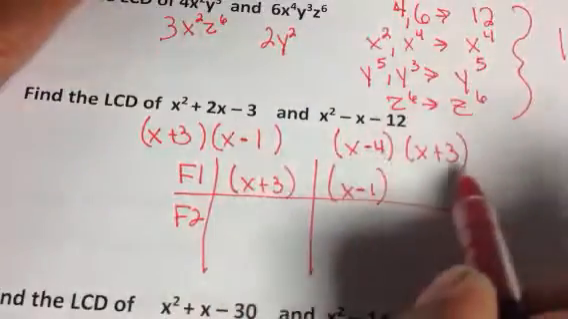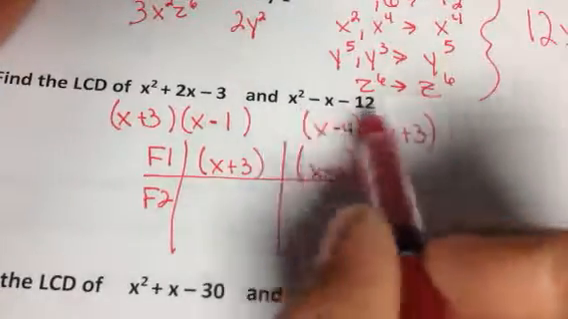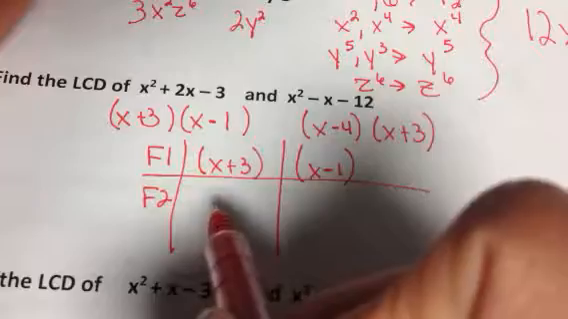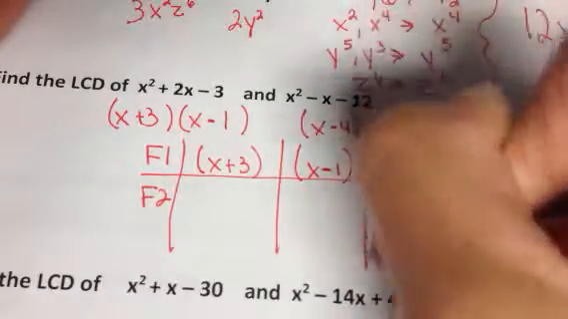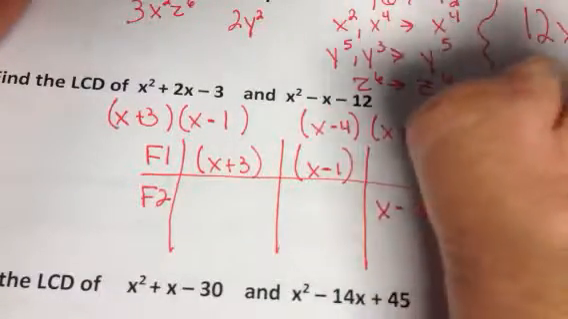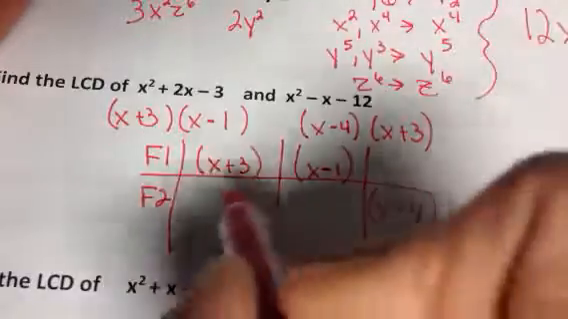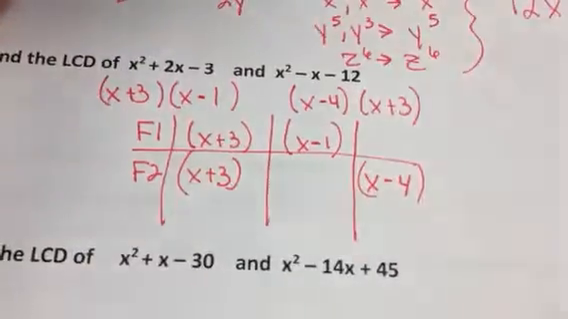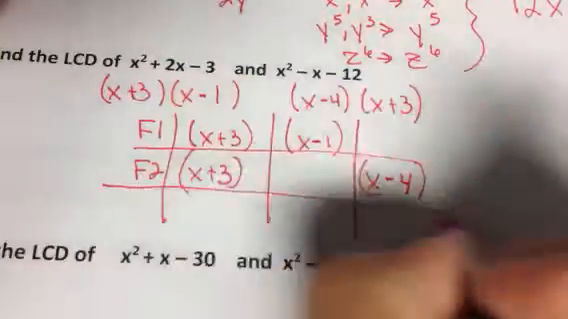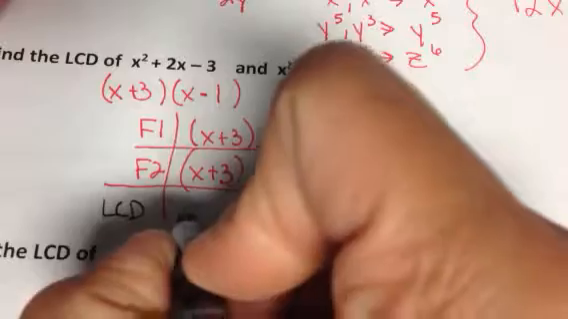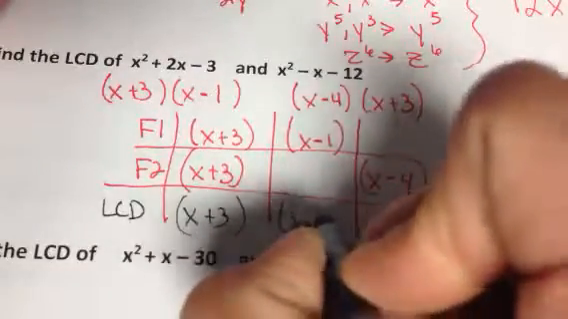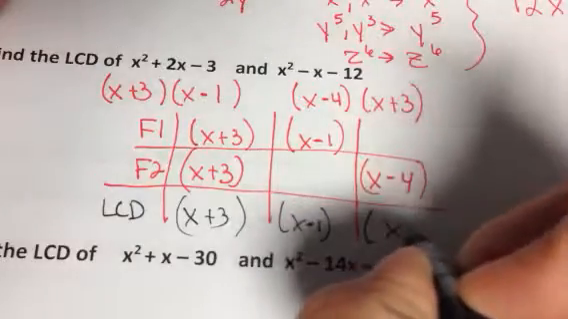So when I go to the second fraction, this is the denominator, is what we're imagining. X minus 4 doesn't fit these, so it starts its own column. Okay? But this x plus 3 I've already seen before. I don't need 2 of them, I just need 1 of them. So if you do this, and then you just bring everything down once, this will be your least common denominator. X plus 3, x minus 1, and x minus 4.